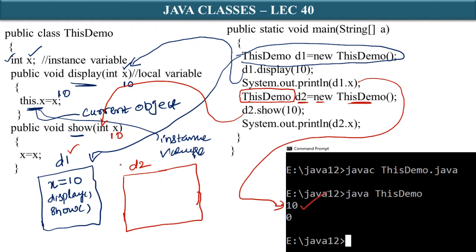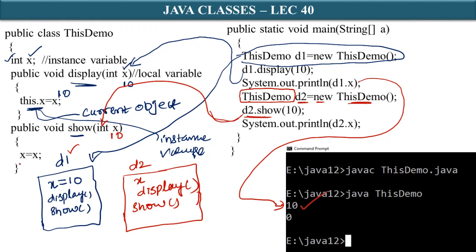The object will get all the properties of the class. What are the properties of the class? I will get one instance variable x. I will get this display method. I will get this show method. There is a method whose name is show, isn't it? Now understand carefully. D2 dot show of 10. Now which one is the current object? D2 is the current object. As this particular statement is executing, D2 is the current object. This 10 will be copied to x.